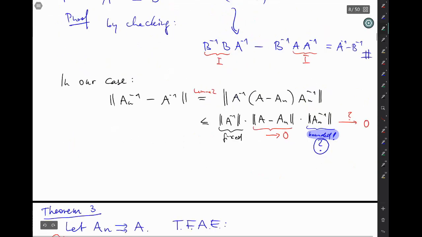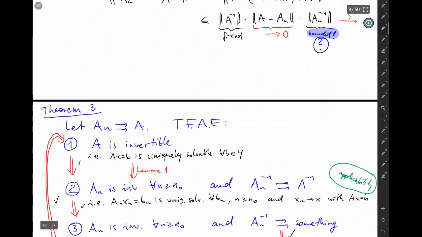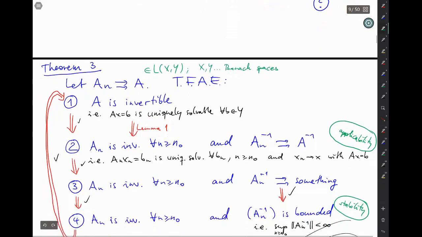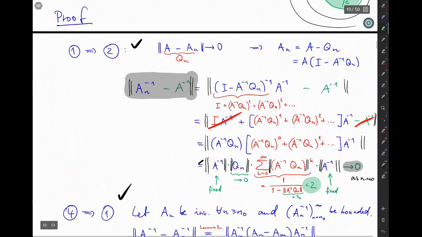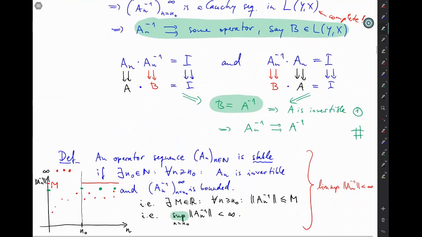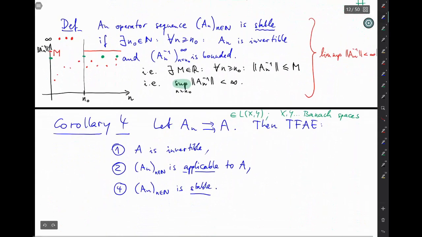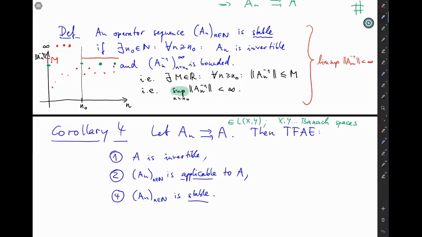Okay, but then in theorem 3, we're not even talking about x and y, so we should be talking about x and y here. And here they have to be Banach spaces because we are using lemma 1. Right, okay, and that's exactly the same condition that you also need for your corollary 4, which is just summarizing theorem 3. Okay, so when you have uniform convergence, then everything is as nice as it can be.